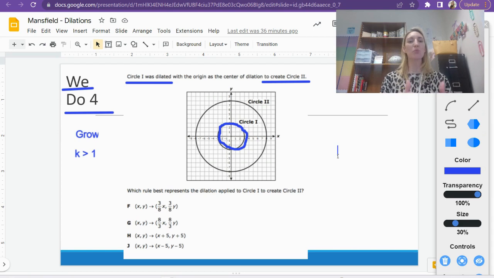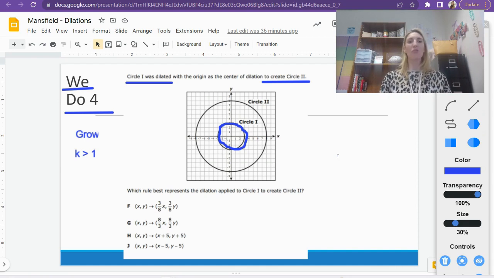So letter F, 3 over 8x, 3 over 8y. Is it multiplying? Yes. Is it the same number? Yes. Keep it over there. Letter G, 8 over 3x, 8 over 3y. Is it multiplying? Yes. Is it the same number? Yes. Keep it over there. We're going to think about it later.